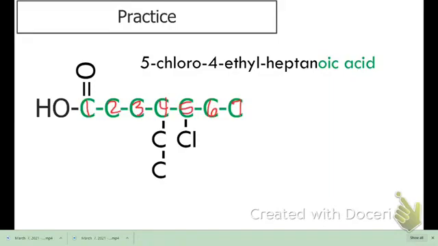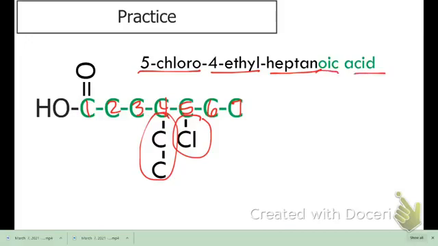When I look at my charms, I have a chloro charm and an ethyl charm. So chloro comes before ethyl, 5-chloro. Ethyl's on carbon 4, 4-ethyl. Heptane, but there's only one, so I'm going to take off the E, so it's going to be heptan. And then this is oic acid. If you got what I got, you're doing just fine.